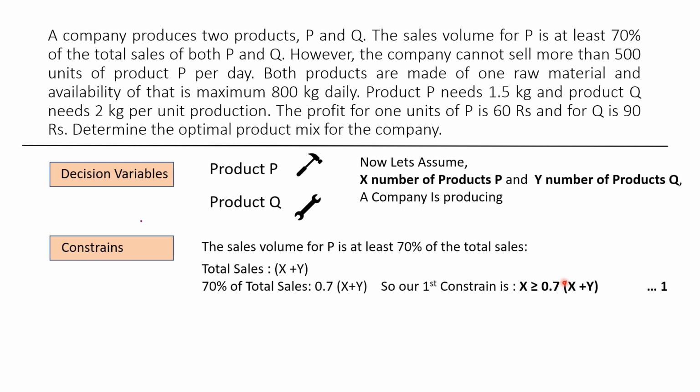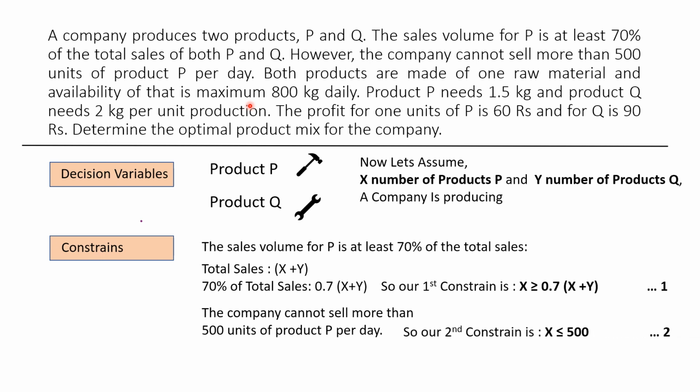Okay, now we are going for the second line. In the second line it is mentioned that the company cannot sell more than 500 units of product P per day. That means whatever the number of product P we are producing, it cannot go beyond the number 500. So our second constraint is X should be less than or equal to 500. So this is how we are generating our constraints from the given question.